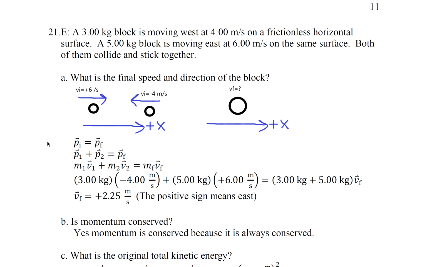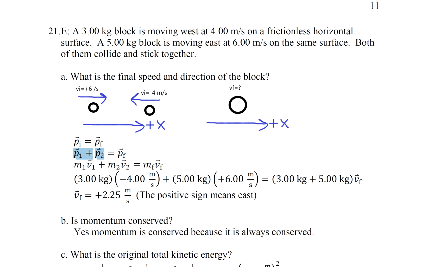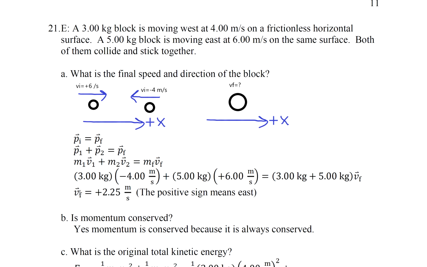So initially we have 2 objects, that's P1 plus P2. At the end we have 1 object, that's P final. Plug in for everything, our final velocity is 2.25 meters per second. That means after both objects hit, they go to the right together at 2.25 meters per second.